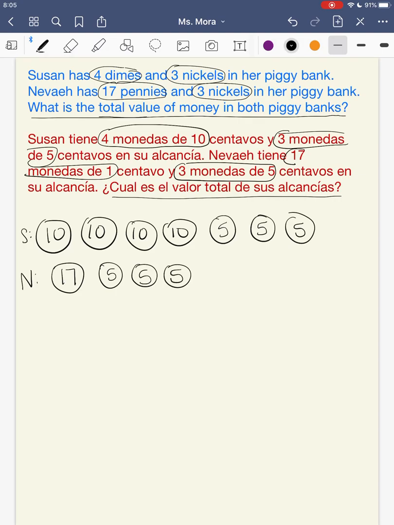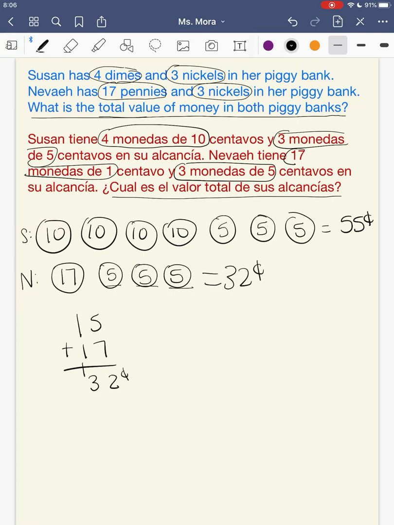Now, let's just figure out the total that each girl has. Okay, so Susan has 10, 20, 30, 40, 45, 50, 55 cents. Okay, she has 55 cents. Neve has, let's do the 17 at the end. So she has 5, 10, 15 plus 17. All right, so 15 plus 17. I have 5 plus 7 in my ones place is 12, and then 1 plus 1 is 2, plus 1 is 3. So Neve has 32 cents.